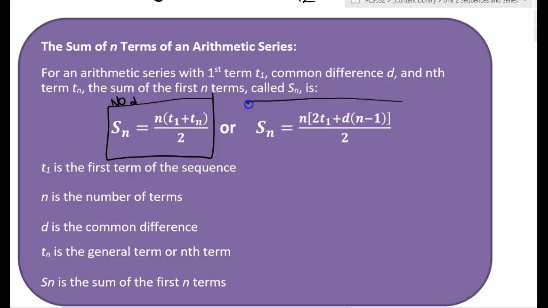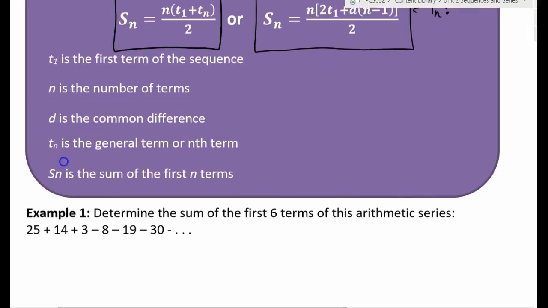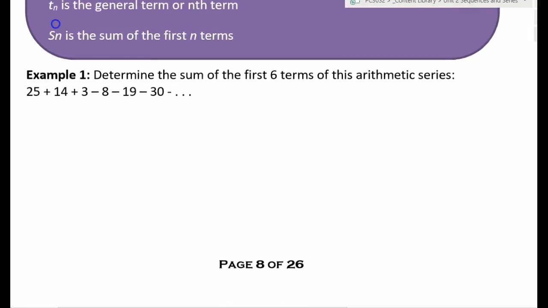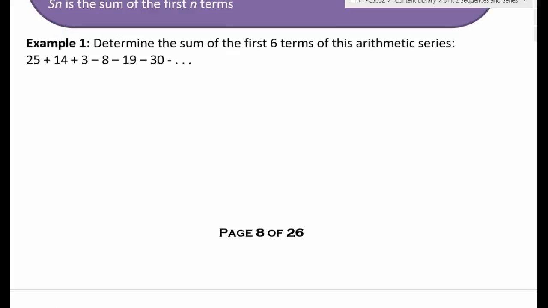Our second option is if we only know our first term and our common difference, and we know what we're trying to get to, but we don't actually know term n, then we're going to use this one. So if we don't know our nth term. Okay, so either one of those will work. Depending on the scenario, one might be a better option than the other. So let's have a look.